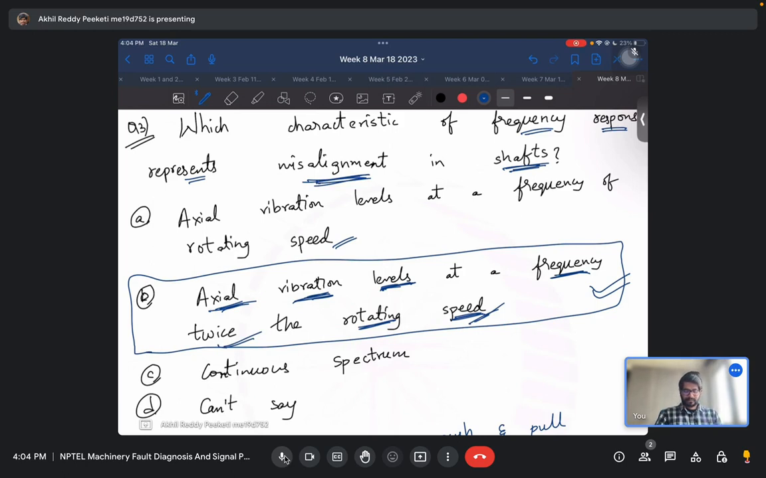So in misalignment on shafts, you can identify it by looking at the axial vibration levels, and if there is a presence of a peak at frequency twice the rotating speed, then it represents a misalignment.